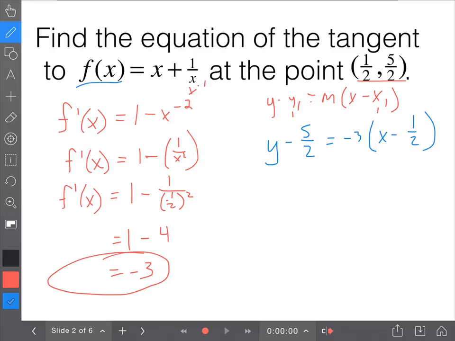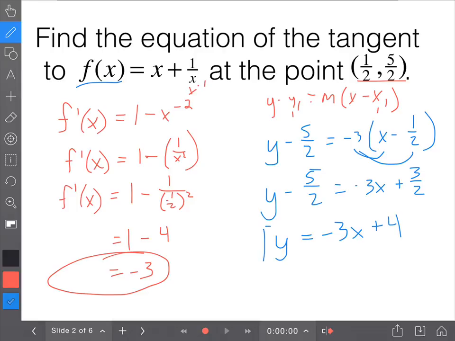So let's go ahead and do that just for good practice. We distribute the negative 3. So I got y minus 5 halves equals negative 3x plus 3 halves. And then we add the 5 halves to both sides, and we end up with y equals negative 3x plus 8 over 2, which is plus 4. And there's your equation.